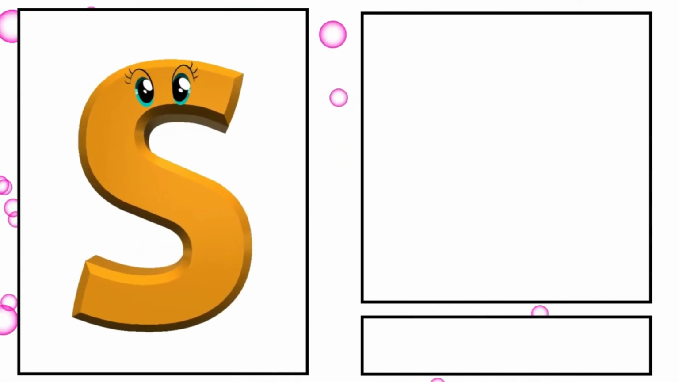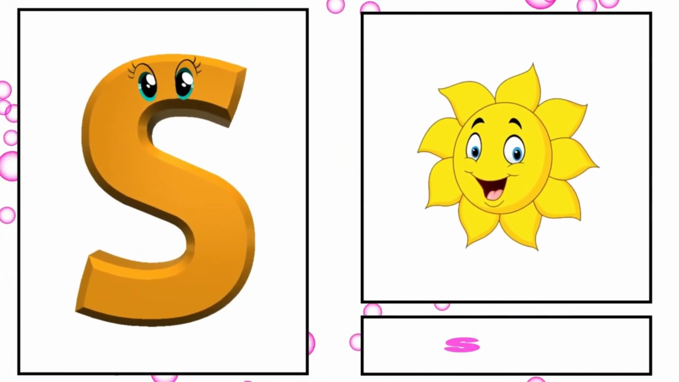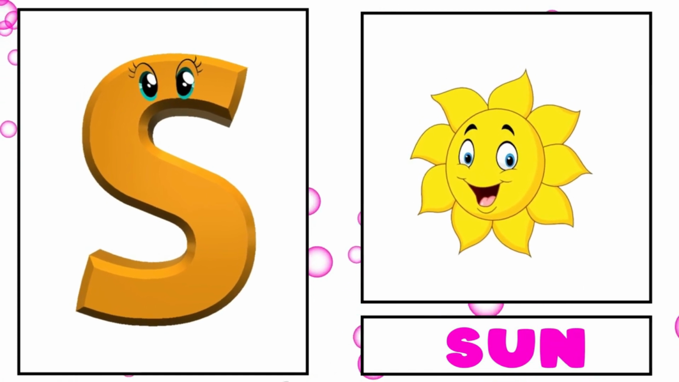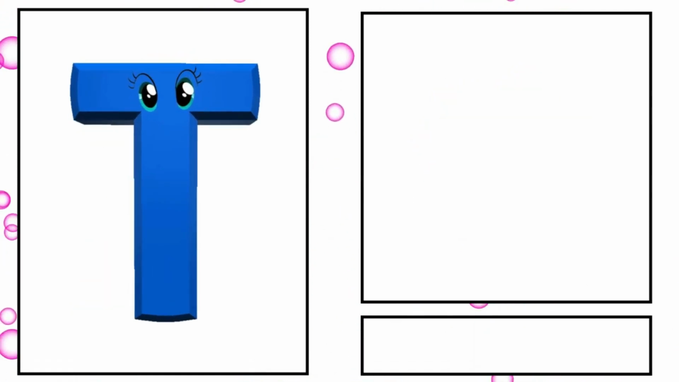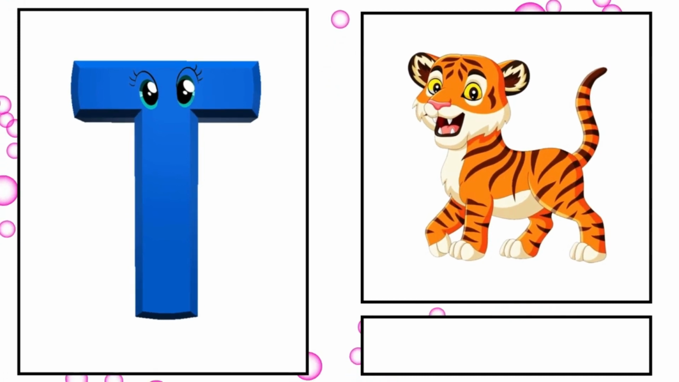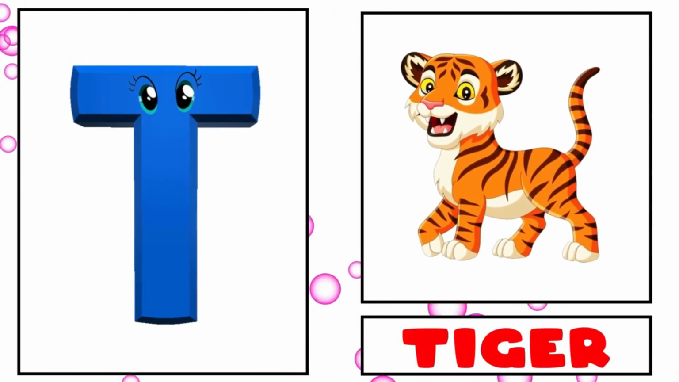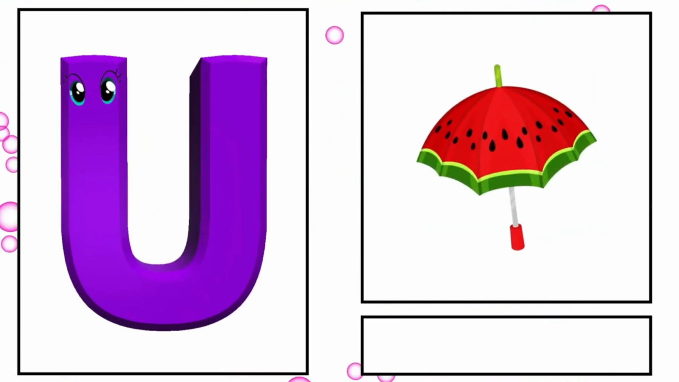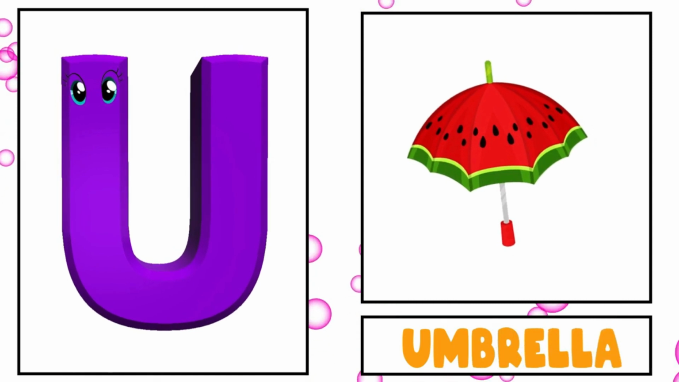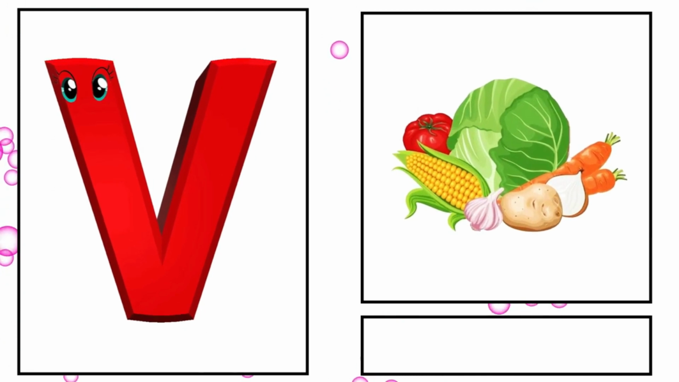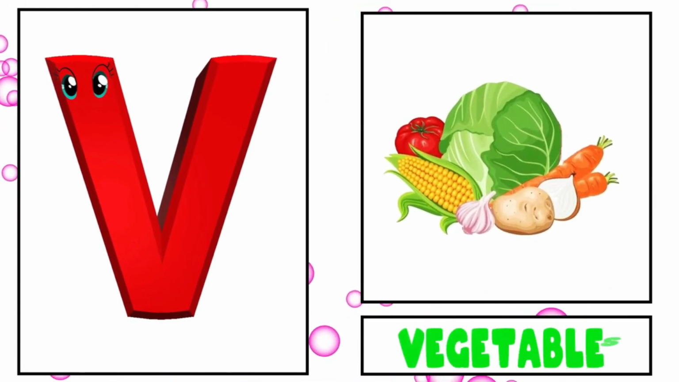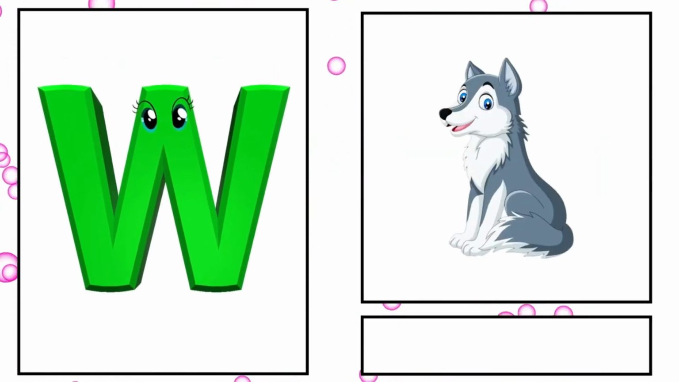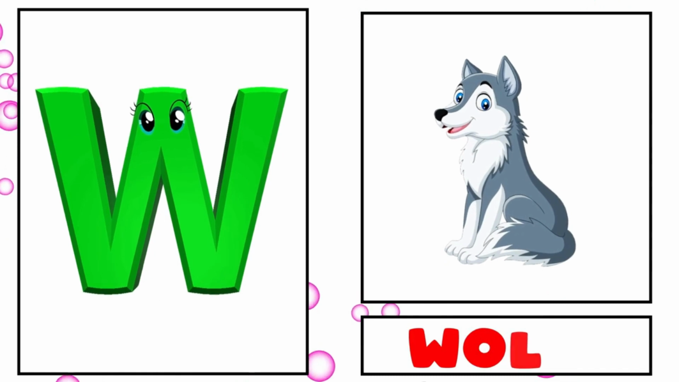S is for sun. Sun. T is for tiger. Tiger. U is for umbrella. Umbrella. V is for vegetables. Vegetables. W is for wolf. Wolf.